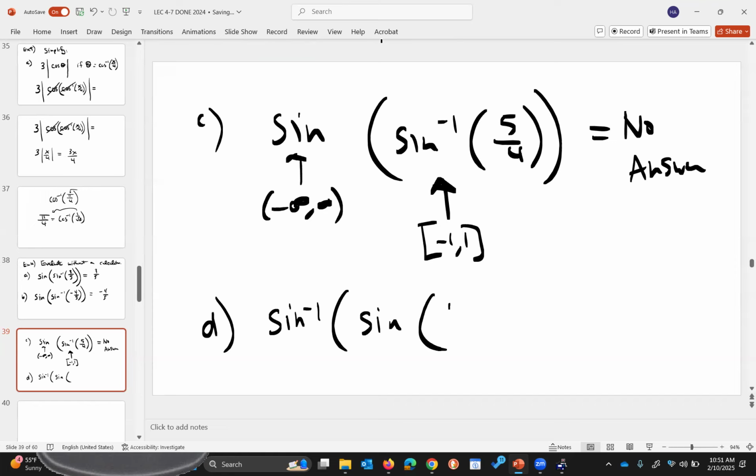And this would be, let's go pi/4, since for some reason pi/4 is a favorite today. Even if it's a mistake, it's still a favorite. Pi/4, awesome. Sine inverse of sine, and you put 5/4 in there. Would it work? The domain issue goes away. Let's try it.